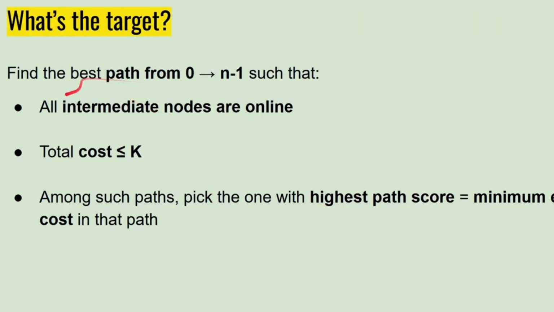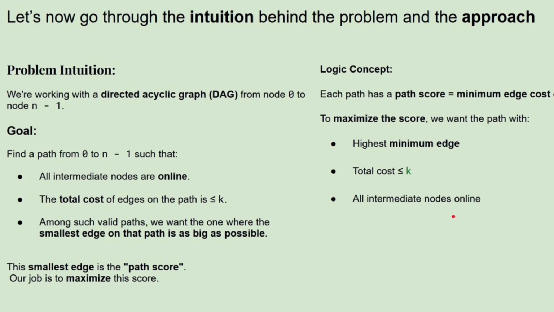So what is our goal? Our goal is to find the best path from 0 to n minus 1 in such a way that all the intermediate nodes are online and its cost is less than or equal to k. Among such paths, pick the one with the highest path score, which is equal to the minimum edge cost. Can we say that? So now let's understand the intuition behind the problem and the approach. As we know, the intuition is that we are working with a DAG from 0 to n minus 1 nodes.